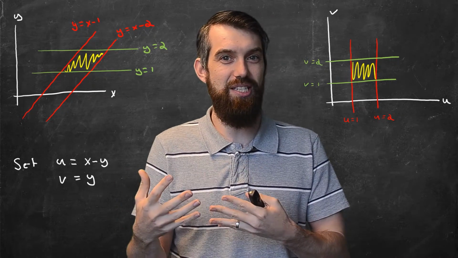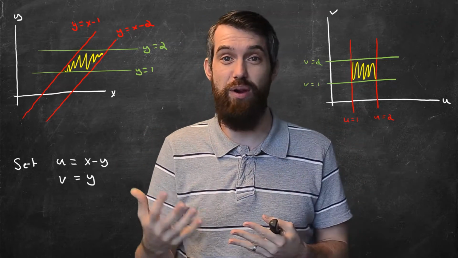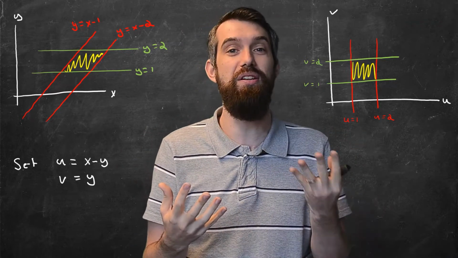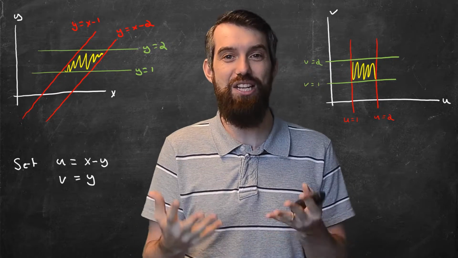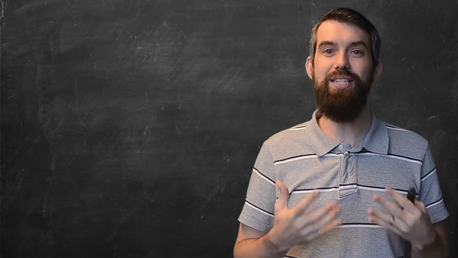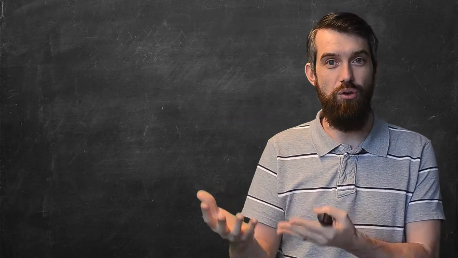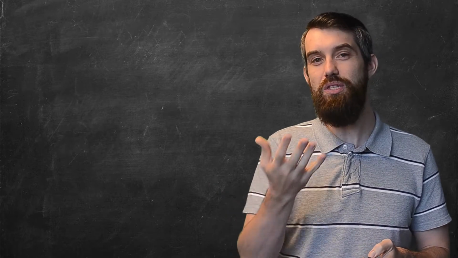So my plan is that this is going to be way easier to integrate in this coordinate system because my limits of integration are going to be 1 and 2 for u and 1 and 2 for v. So how do I actually integrate in some new generic coordinate system? Let's think back to what we used to do for single variable u substitution. The idea was the following.